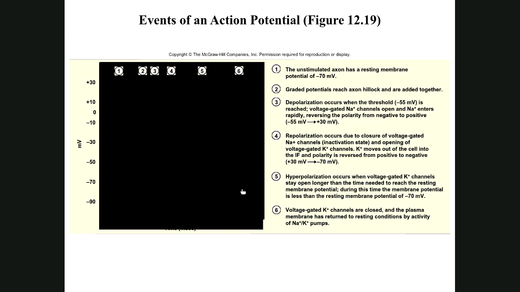So the real main steps are two through five. Two, we have stimulation that leads to graded potentials. The graded potentials reach threshold. And then in three, we have rapid depolarization due to those fast sodium channels. We're going to allow sodium in. And so that's going to make us go up the graph real fast. And in that process of moving up the graph, that is our stimulating component of the action potential.